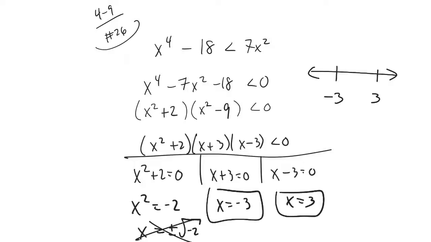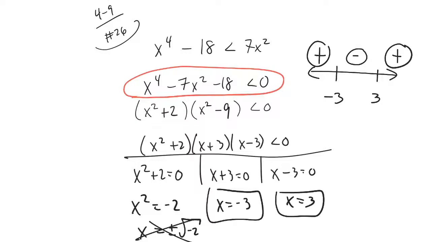Can somebody tell me how it works, please? What do we get as our things? Plus, minus, plus. And we want to know, when is this function negative? Only in the middle region. Open circle on my critical points because it's just the less than symbol. Shade in between. So my solution set says the following.